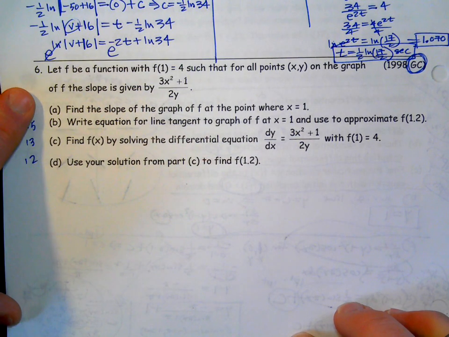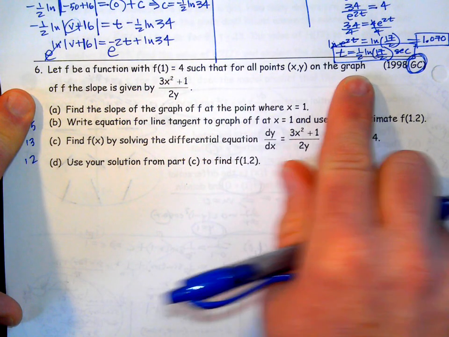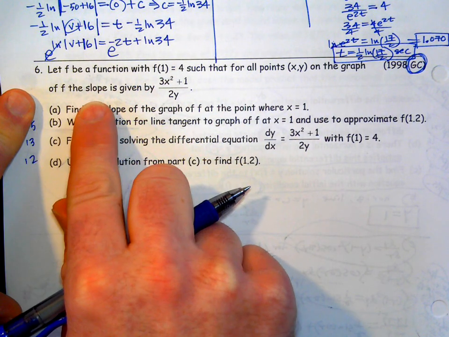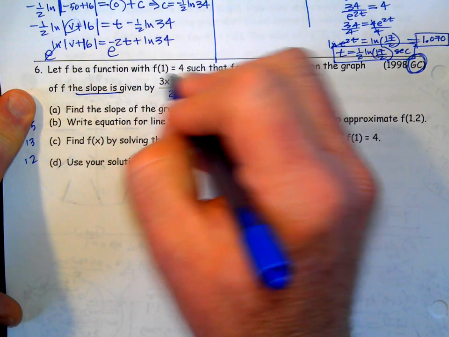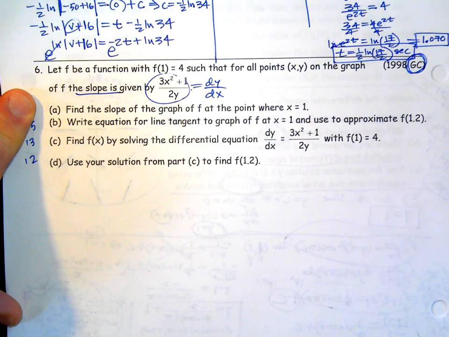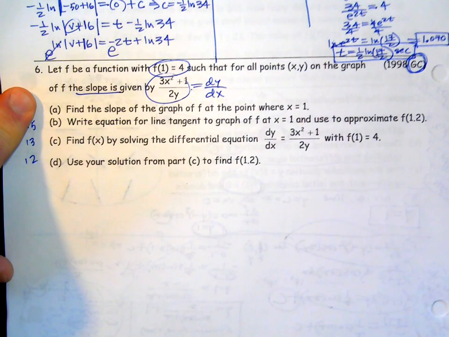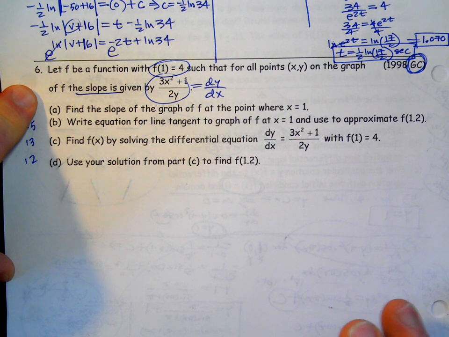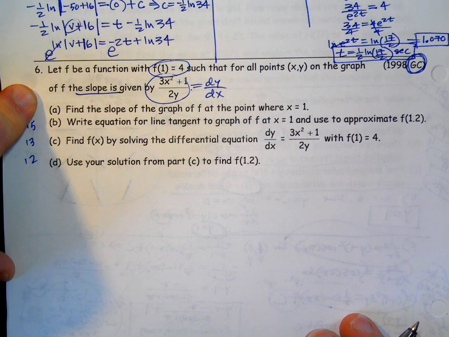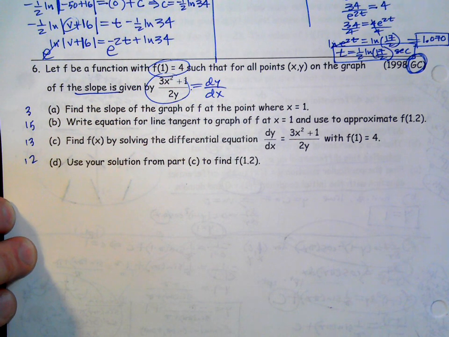Let f be a function with f(1) equals 4, such that for all points (x, y) on the graph of f, the slope is given by the slope is. So this is dy/dx. If they give you the slope, they're giving you a differential equation. They've given you an initial condition. So you should get to a point where you start seeing this, you're like, oh, I bet I'm going to solve a differential equation. If they're giving you the derivative of something, and then they want you to find the answer at some point or something like that, then you're probably going to solve the differential equation at some point.